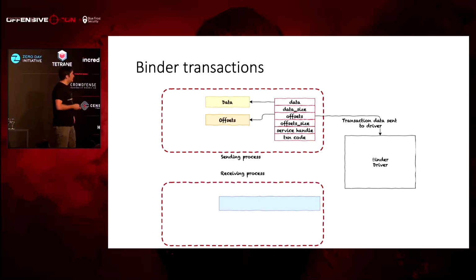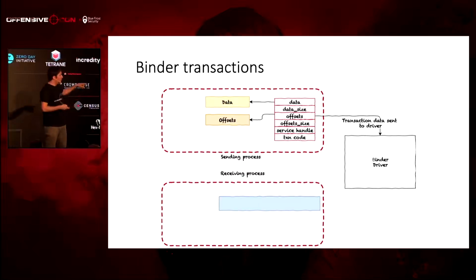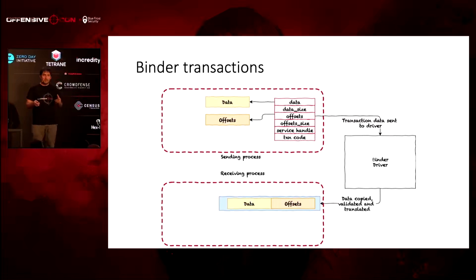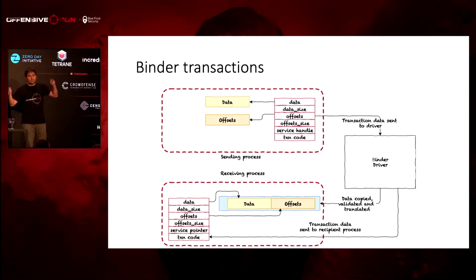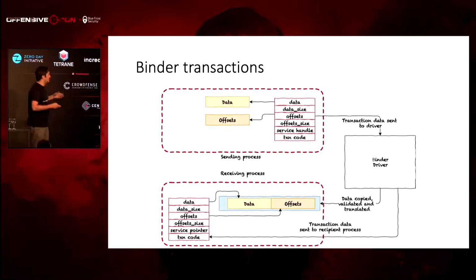Now that goes to the driver, and the driver will validate and translate it, and copy it over to the other buffer, the destination. At this point, the destination can see this translated and validated content, but it has to read a transaction to receive it. When it does that, it will get a structure similar to the one we started with, except that the service handle here has been converted down here into a service pointer. So that's part of what the driver translation process does. It translates handles into pointers, and we'll see what else it does.